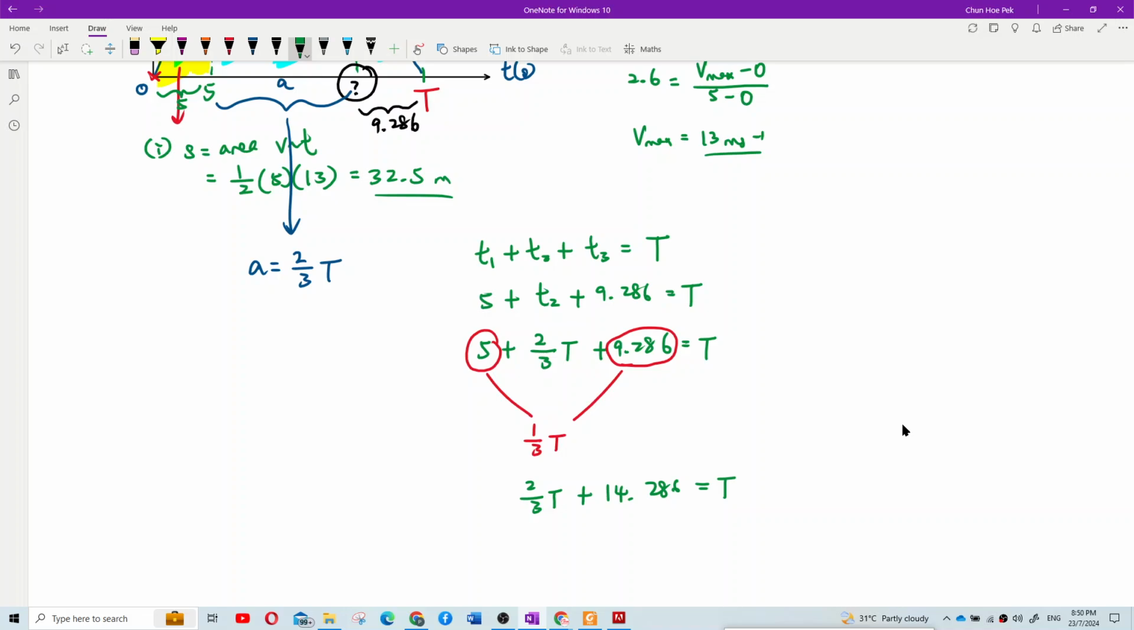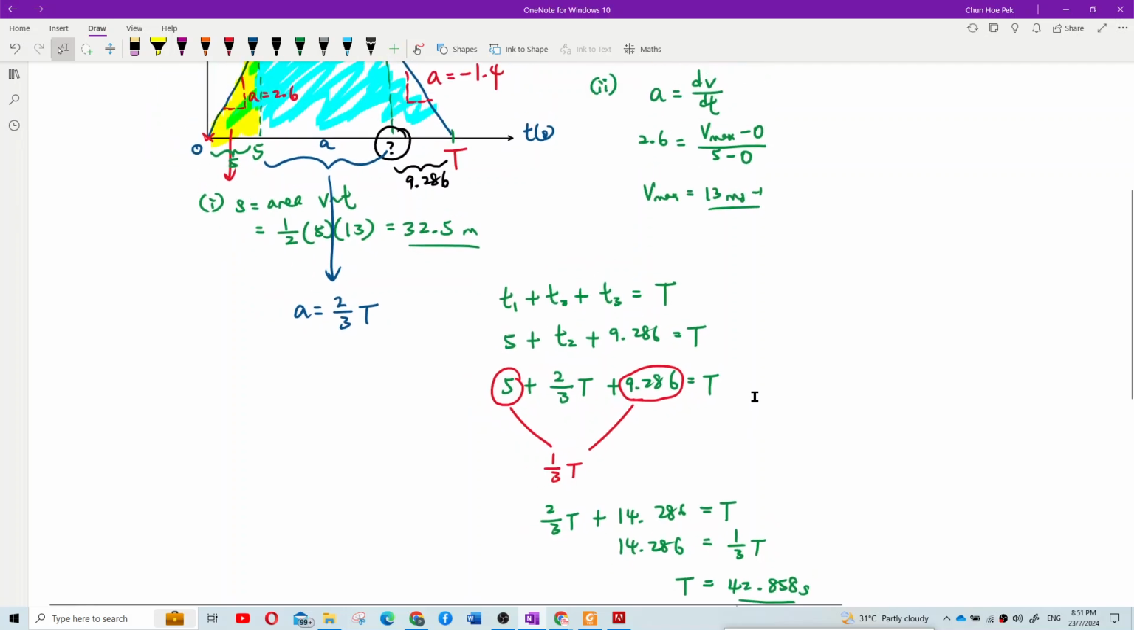So macam mana nak buat ni? Pergi, that means yalah, ini kasih tolak je. So yeah, ini pergi tolak sana. So that 14.286 is 1/3 of the time. Ini 1 tolak 2/3, so is 1/3 lah. So what is the total time, class? So the total time, I got it 42.858 seconds. Yes, so that is the total time.